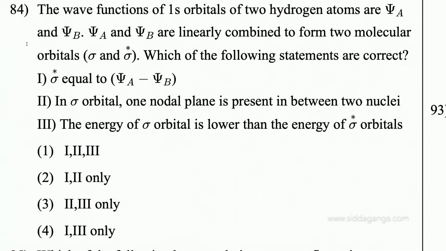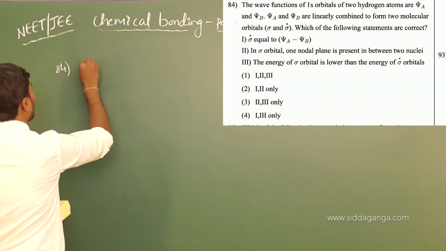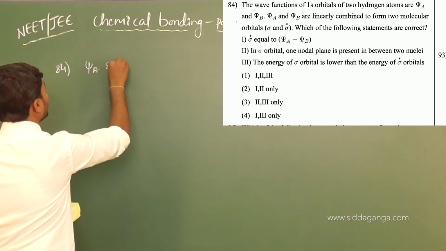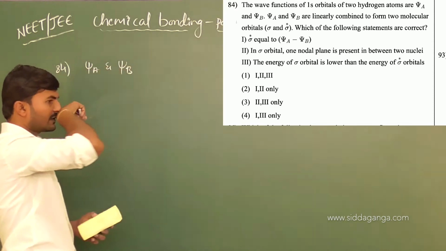Yes, the wave functions of the 1s orbitals of 2 hydrogen atoms are psi A and psi B. Psi A and psi B are linearly combined to form 2 molecular orbitals, sigma and sigma star. Which of the following statements are correct? Okay, here they have given psi A and psi B as the 2 wave functions.